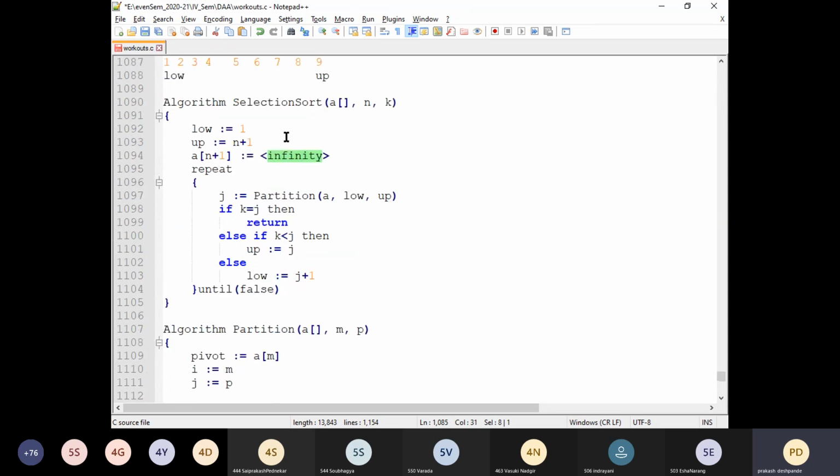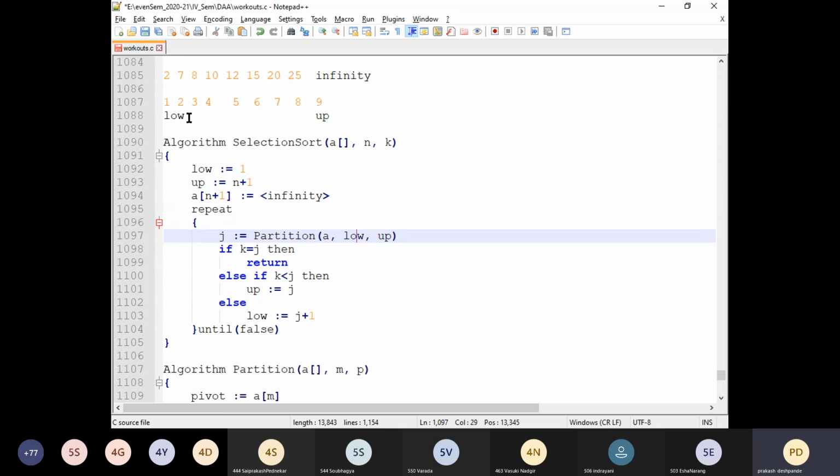Now, the job of this particular selection sort is that it will call the partition. It will call the partition, meaning it is trying to divide the given problem into two different problems by passing the array, that particular set of elements, the value of low, and the value of up. The value of low at the very first time is 1, and up is n plus 1. Now this partition will take a pivot element. Now you know what a pivot element means.